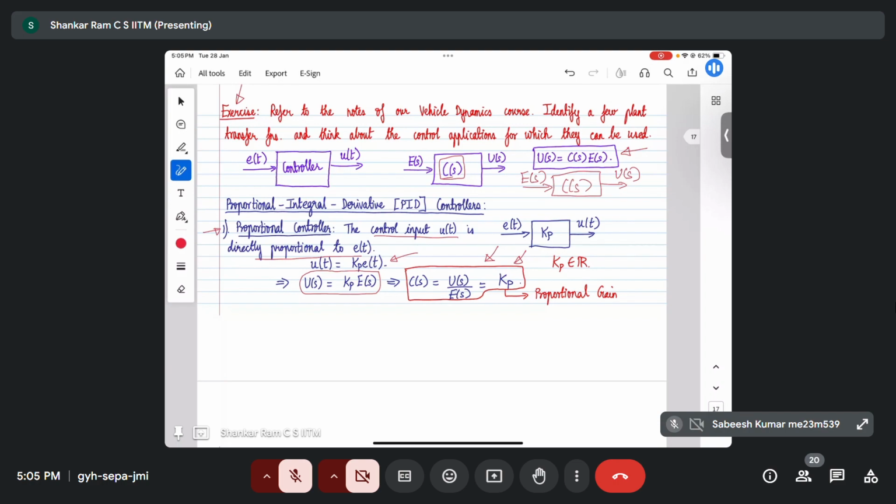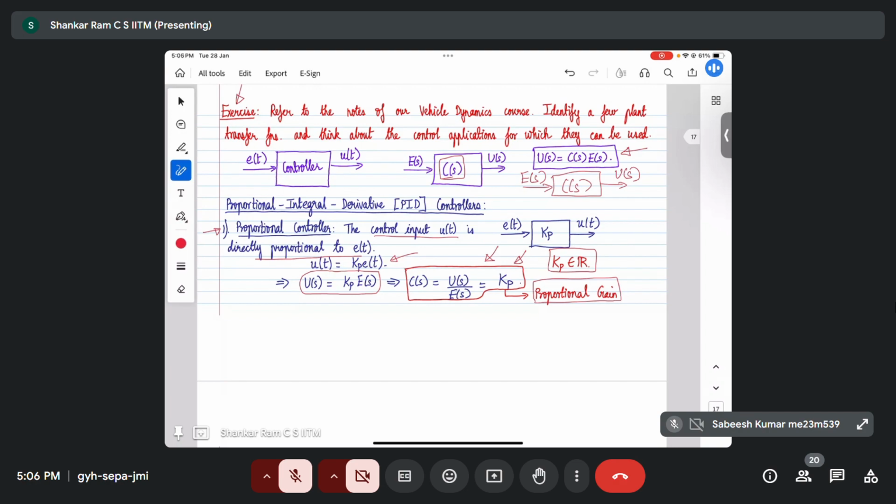Here we can see that the transfer function is very simple, just a scalar real number. Kp is a real number, and it's called the proportional gain, because it's a controller parameter associated with the proportional controller. If you look at the field of control systems, there have been contributions from people from multiple engineering disciplines. The word gain is typically used by electrical engineers, who talk about circuit gains and so on. Kp is the control gain.